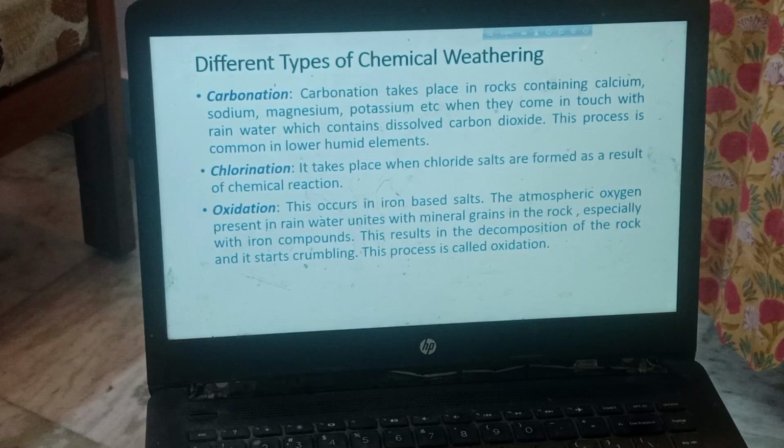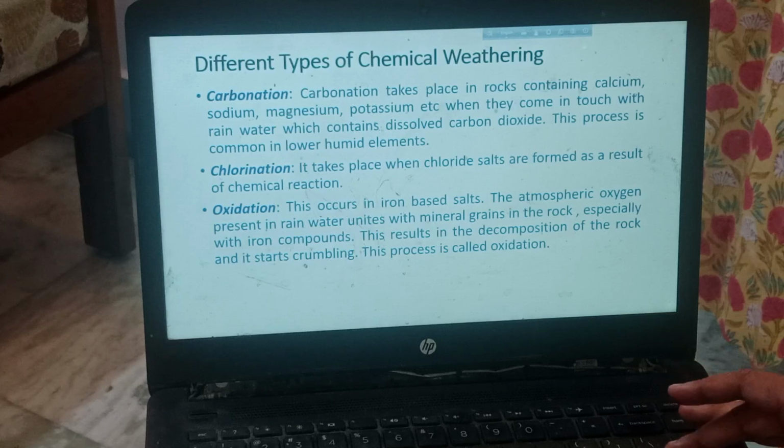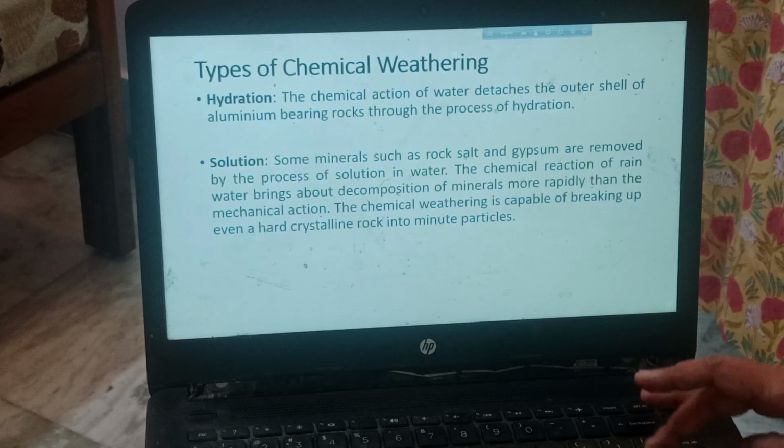Next, coming to chlorination, it takes place when chloride salts are formed, and as a result there is a chemical reaction. Oxidation, as you know, is the formation of rust. So it is based on the iron salts. The atmospheric oxygen that is present in the rainwater gets united with the minerals in the rocks, especially iron compounds. This results in the decomposition of the rocks, and the rock starts to crumble. This process is known as oxidation.